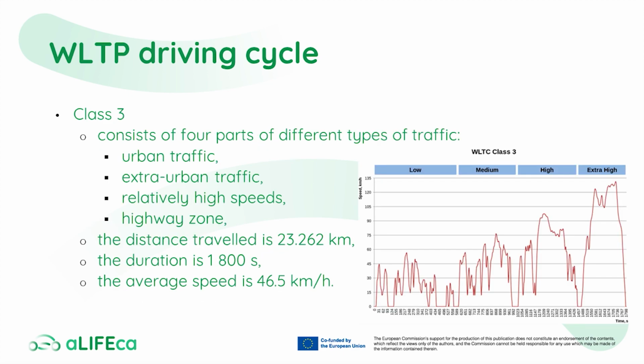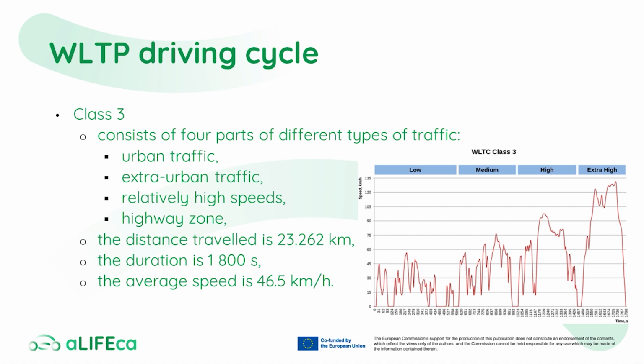The driving cycle for Class 3 consists of 4 parts of different types of traffic: urban traffic, extra-urban traffic, traffic traveling at relatively high speeds, and traffic traveling on highways. The distance traveled during this cycle is 23.262 kilometers, the duration is 1800 seconds and the average speed is 46.5 kilometers an hour.